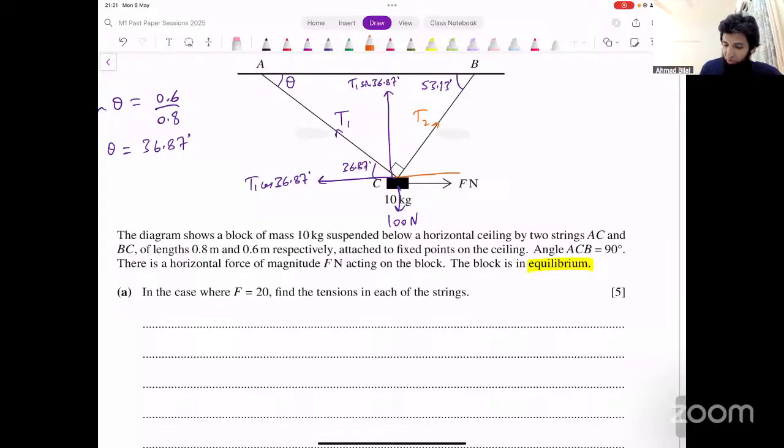T2 has one component acting in this direction and one acting vertically upwards. If this angle is 53.13, we know that this angle here is also going to be 53.13, alternate angles again. So this component is T2 cos 53.13, and the other one is T2 sine of 53.13. We've resolved all the forces.